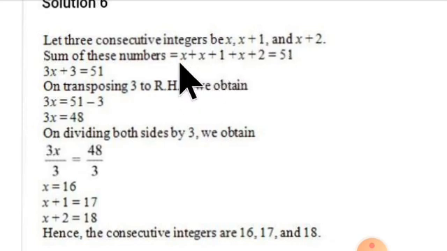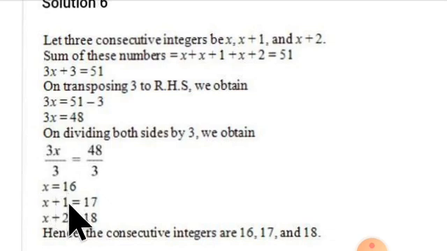Now how many x are there? x, x, x. So 3x. So 3x plus 3 equal to 51. This 3 will go on the right side. It will become minus. So 3x is equal to 51 minus 3. 3x is equal to 48. Now x is multiplied by 3, so we will divide. 3x upon 3 equal to 48 upon 3. 3 will be cut here. So x is equal to 16.